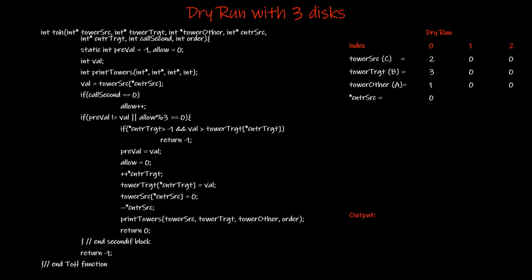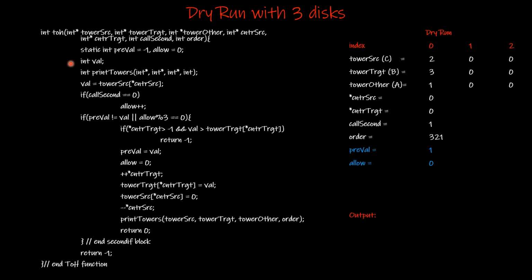Counter source is set to 0, counter target is set to 0. We have the source value here, and we want to position the value here. So we are looking at the current target value of the counter target, and then we are going to decide to place the value here. Then call second is set to 1. This is the second call with tower C as the source in the same cycle. Order is set to 3, 2, 1. Pre-val is 1 from the previous call. Allow is 0. Then val is created.